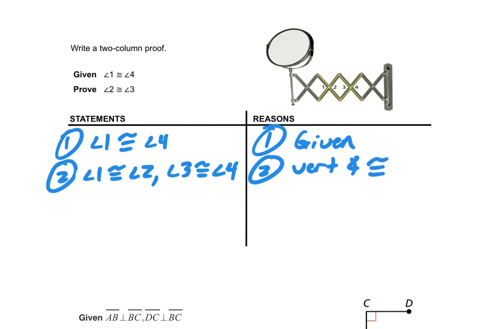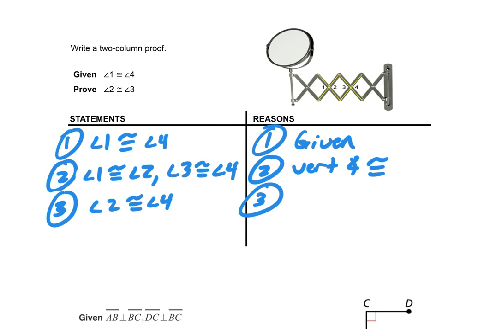What's angle 4 congruent to? 1. What's angle 2 congruent to? 1. So if angle 4 and angle 2 are both congruent to angle 1, then what do I know about 2 and 4? They're congruent to each other, right? So what I'm going to say here is angle 2 is congruent to angle 4.